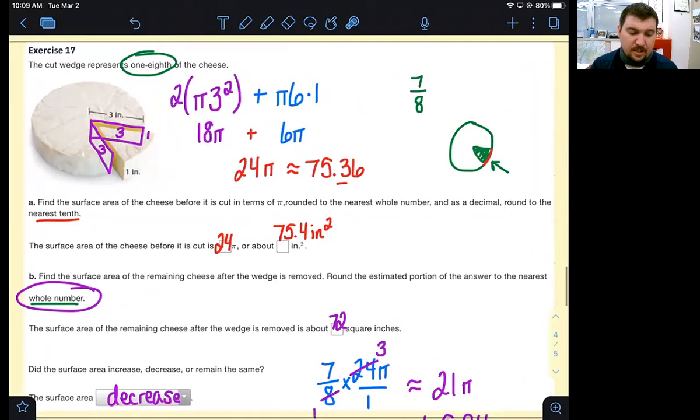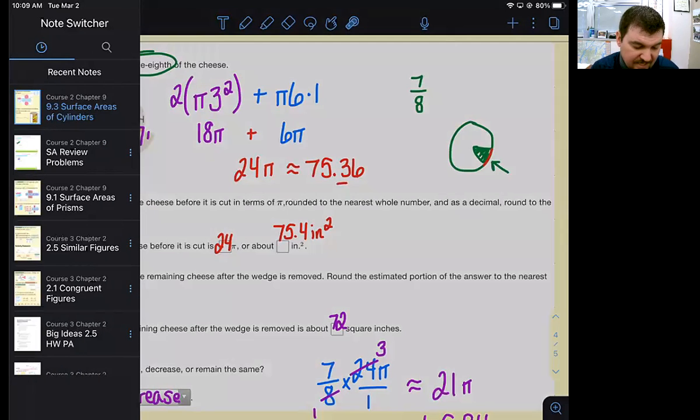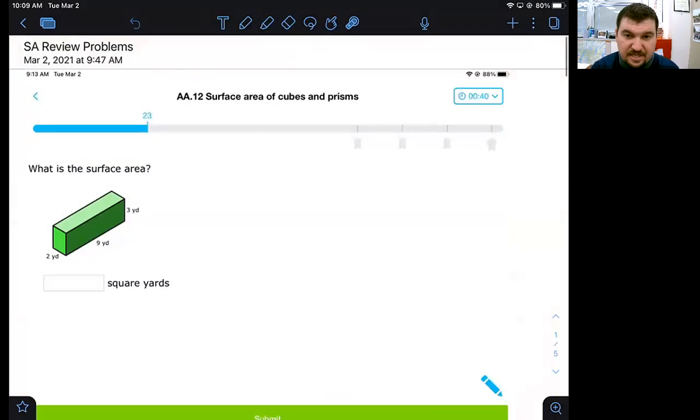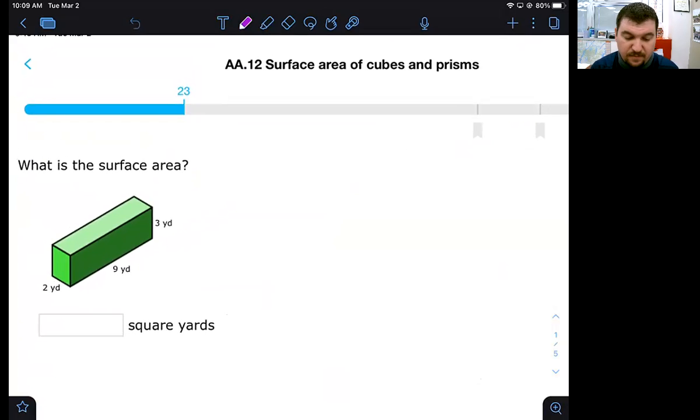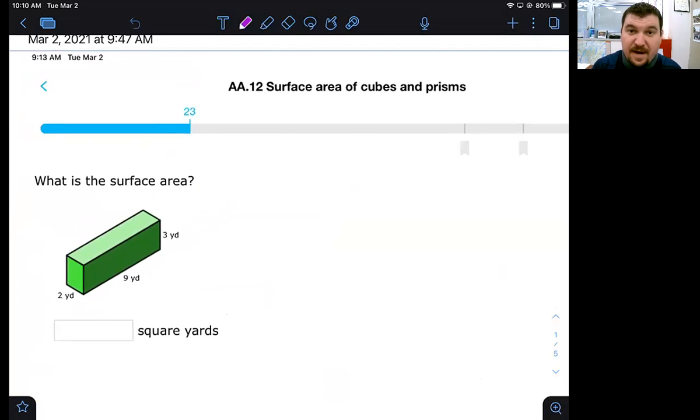Okay, let's look then at some more examples of surface area. I took these from your extra credit IXLs that are now posted on Google Classroom. So this first one here is asking you for the surface area of a rectangular prism. And it's from the AA .12 IXL. And so again, to find the surface area of a rectangular prism, I have a front and back side that are the same, a top and bottom side, and a right and left side that are the same. So let's start with the front and back.